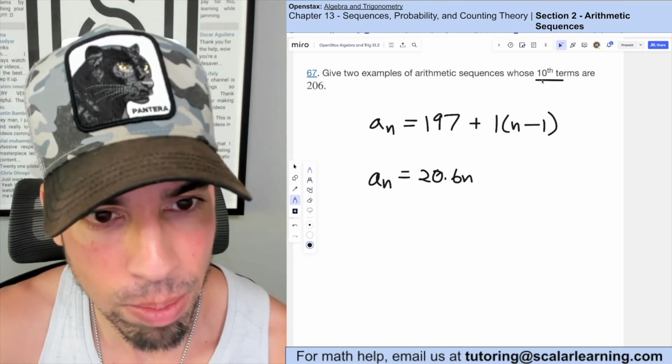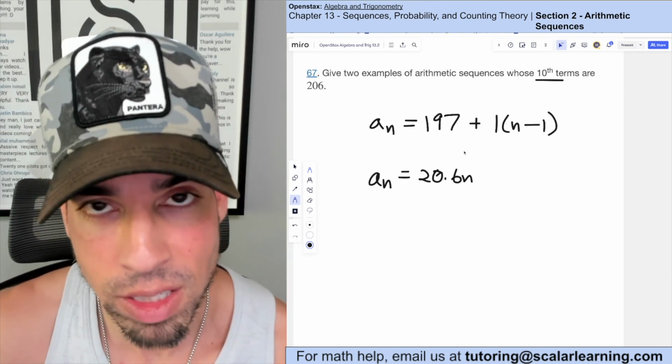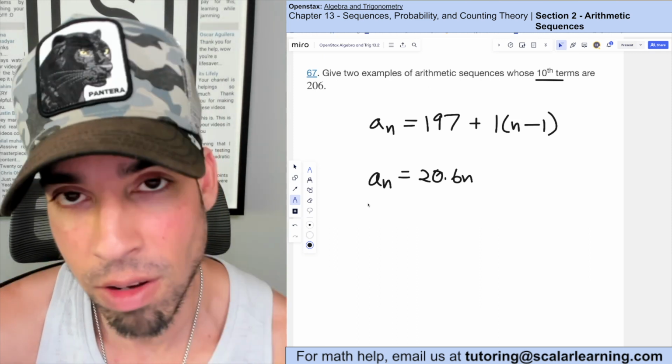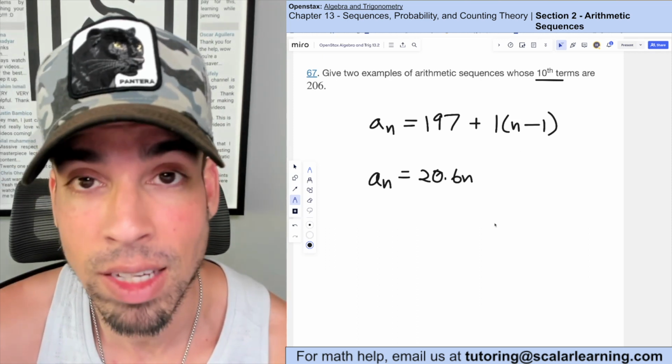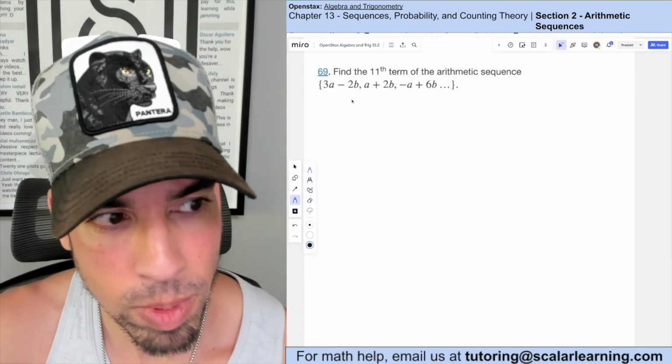But the 10th term, when I plug in 10 for n, that'd be 206. So these are just 2 examples of essentially infinite examples, but that's how you do it. Done. Find the 11th term of the arithmetic sequence.